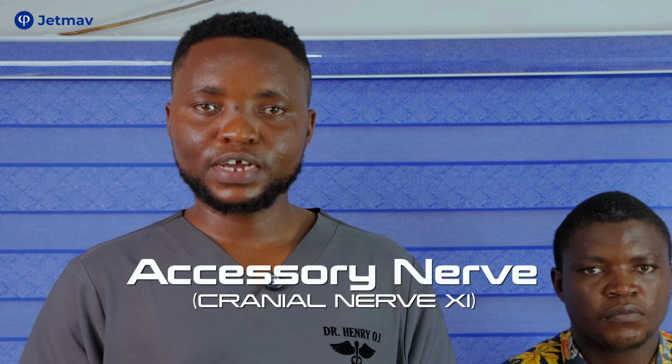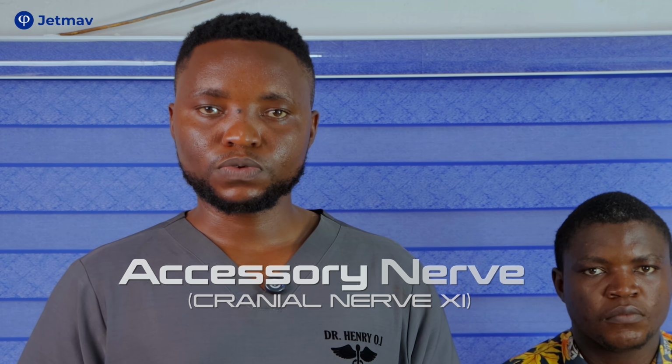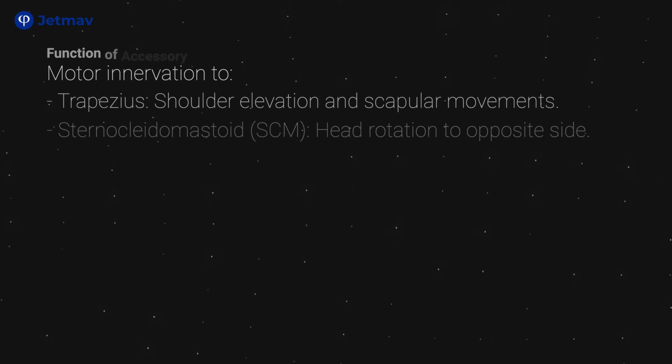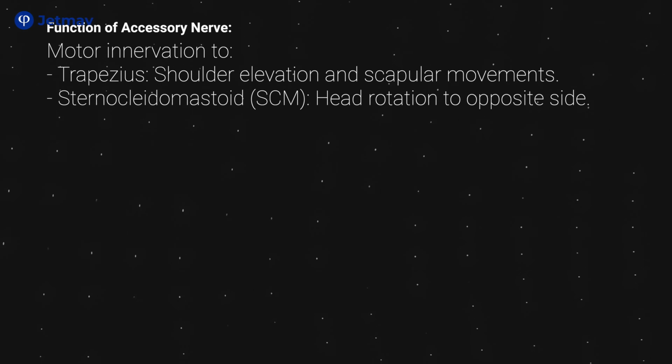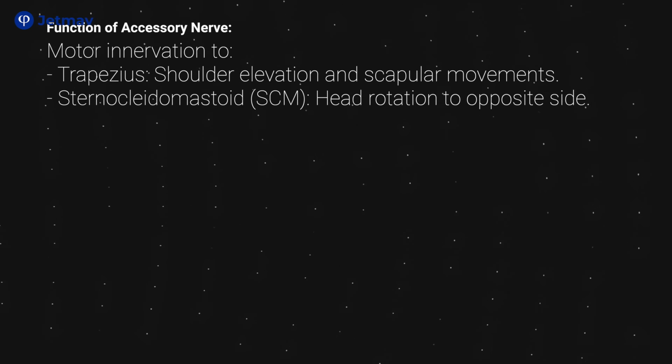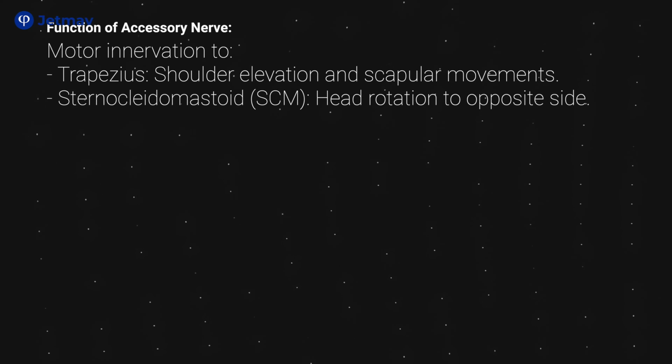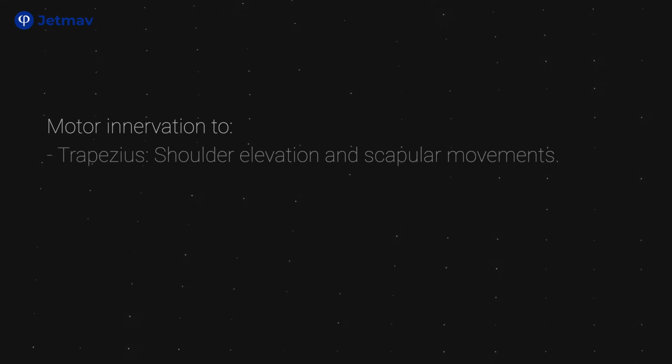The next cranial nerve we're going to talk about is cranial nerve 11, which is the accessory nerve. This cranial nerve gives motor innervation to the trapezius and the sternocleidomastoid muscle. The trapezius helps in elevation of the shoulder and scapular movements, whereas the sternocleidomastoid muscle helps in head rotation to the opposite side. So the sternocleidomastoid muscle on the right will help rotate the head to the left. These muscles are innervated by the accessory nerve, or cranial nerve 11.